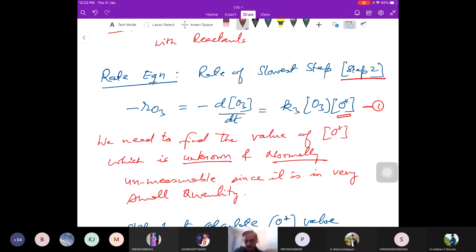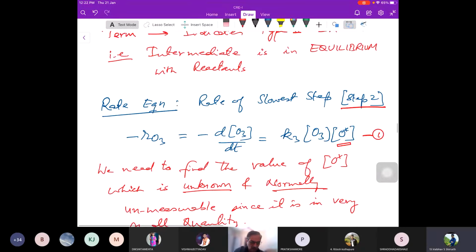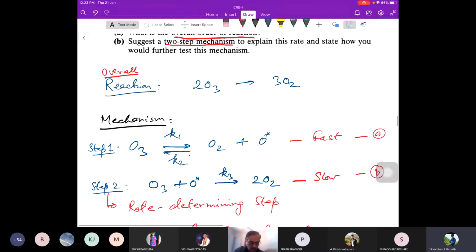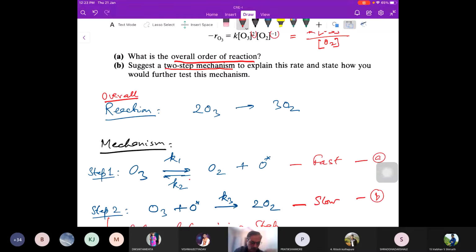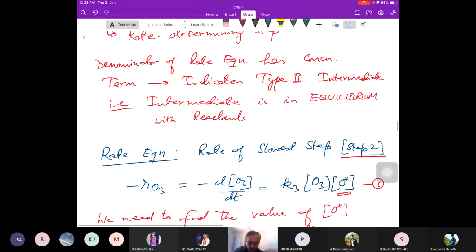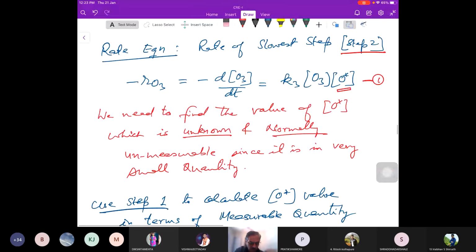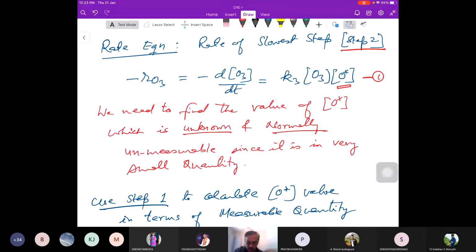And what are the quantities you can measure? क्या measure कर सकते हैं हम? Look at the overall reaction. If you look at the overall reaction, we can measure ozone concentration and we can measure oxygen concentration. That's all we can measure. We cannot measure the intermediate concentration. So we have to find a substitute or equation to replace O star concentration, which is unknown and normally unmeasurable since it is in very small quantity.